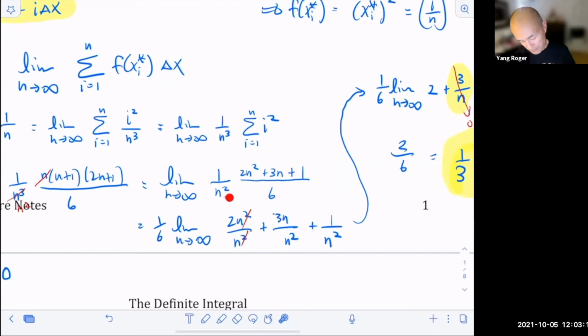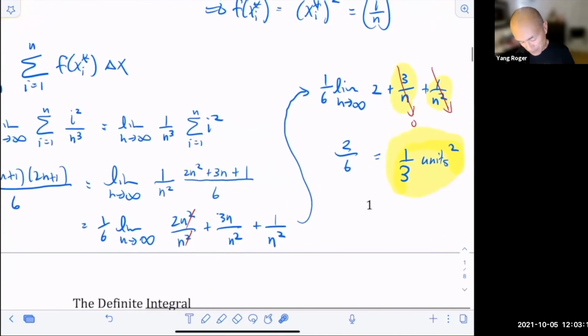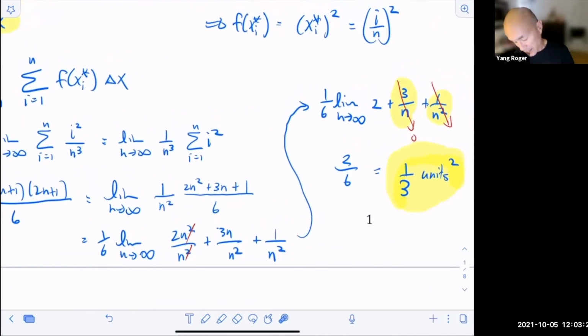Then I simplified this limit. I factored out a 1/6. And when I simplified that fraction, I saw that the first piece is a constant and the second two pieces go to 0 because you have an n in the denominator and the denominator is exploding. So finally, I get an answer of 1/3 units squared. All right.